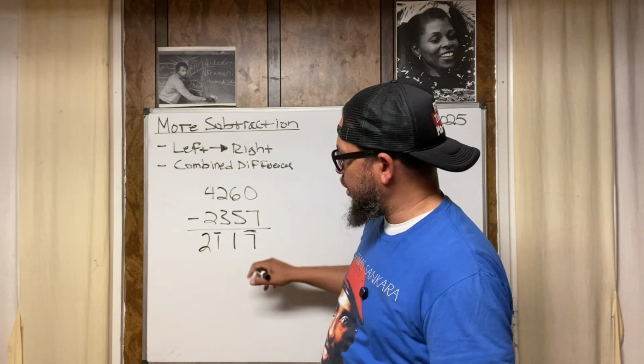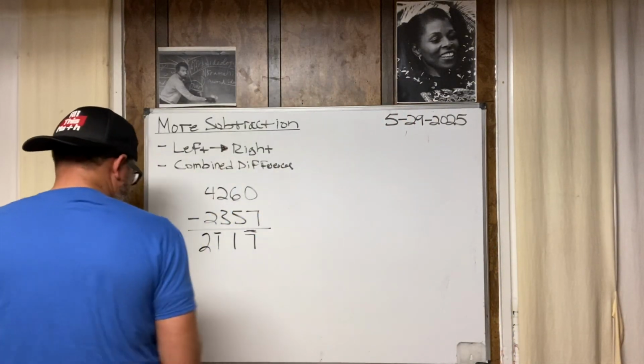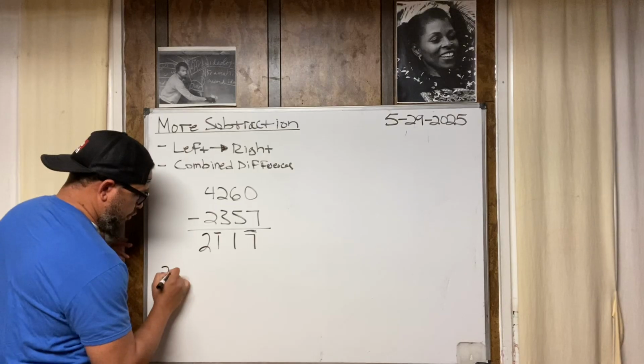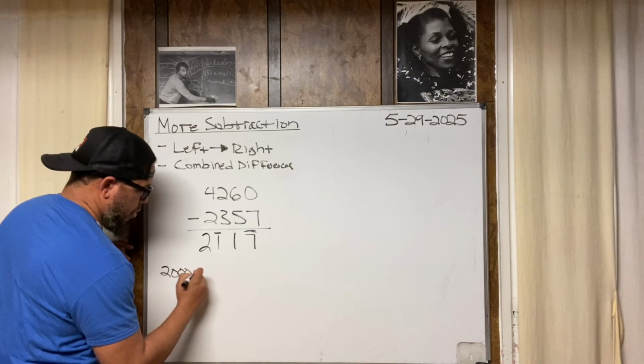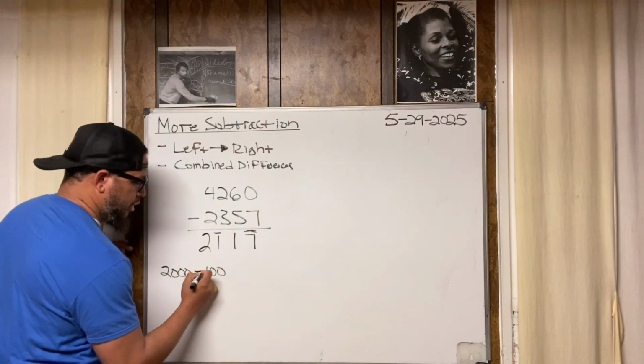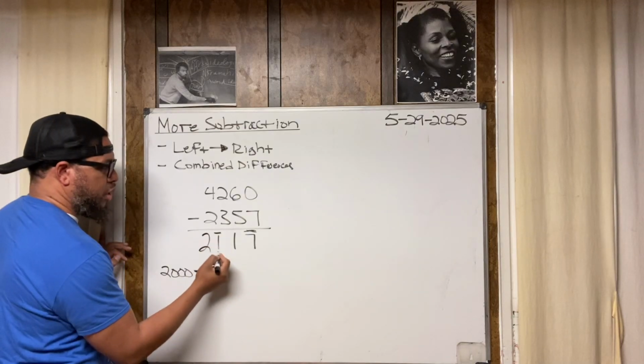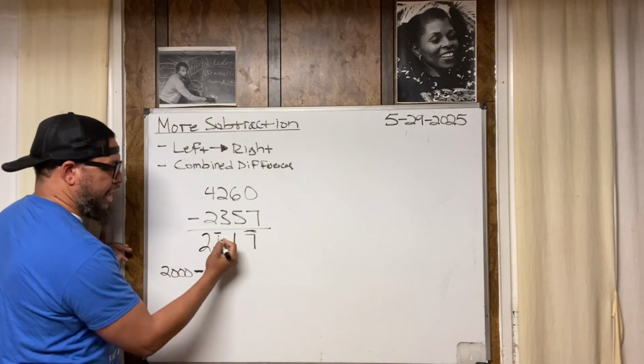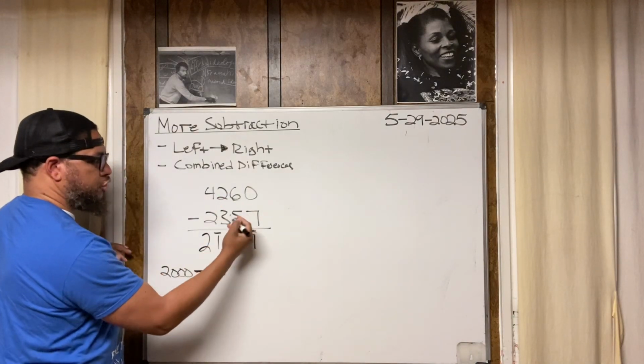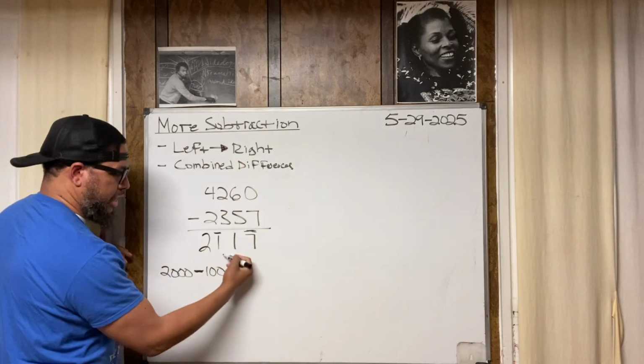Because this is in the ones place now. So what does that look like? That looks like this. In expanded form, 2,000 minus 100. Why am I subtracting 100? Because this is a negative 1. And that's how many hundreds I have. I have negative 100s, because in the hundreds place, I did 2 minus 3, which gave me negative 1.